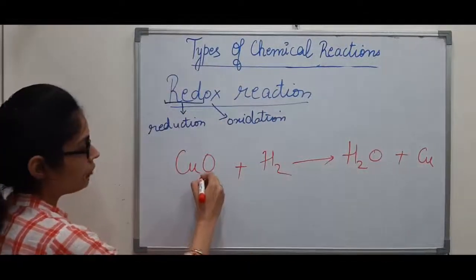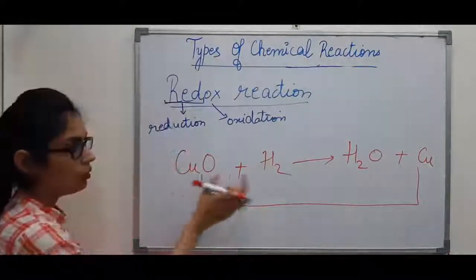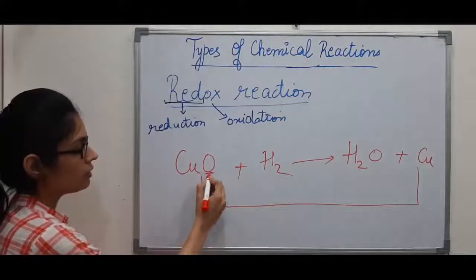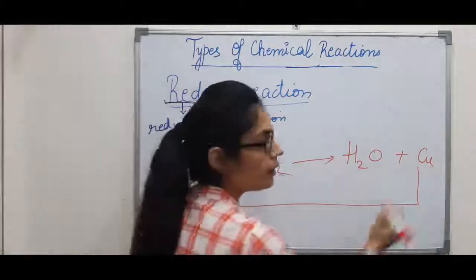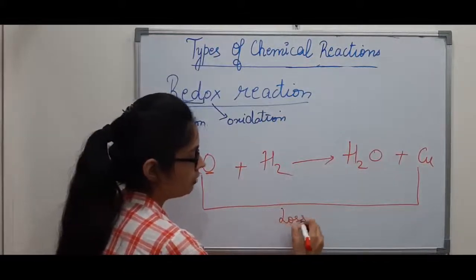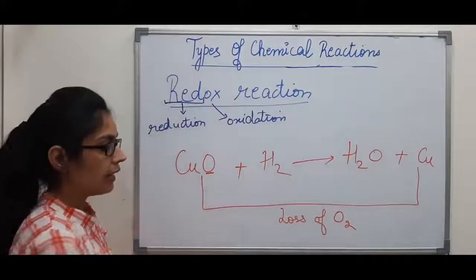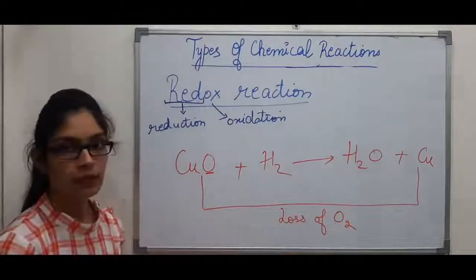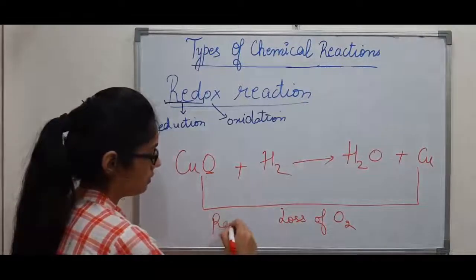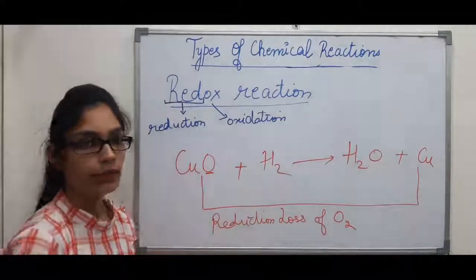Now I see from copper oxide to copper, here oxygen was there, here only copper is there, which means loss of oxygen has taken place, and loss of oxygen means reduction. See, gain of oxygen is oxidation, loss of oxygen is reduction.